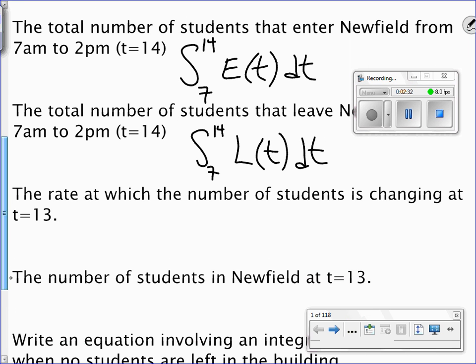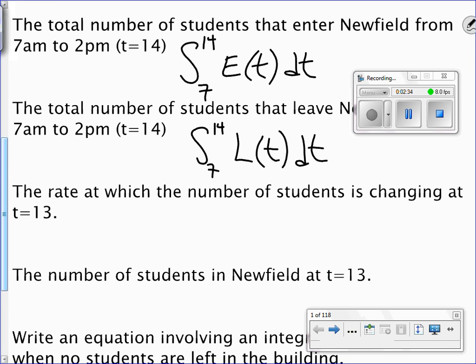All right, now, so those two problems we found total number of students, but this next question, find the rate at which the number of students is changing. Gina. Yes. So we don't integrate anything, okay, because we want a rate. So don't integrate the rate or you won't have a rate anymore. So we want rate in at 13 minus rate out at 13. E of 13 minus L of 13. And that would give you the rate at which the number of students is changing.